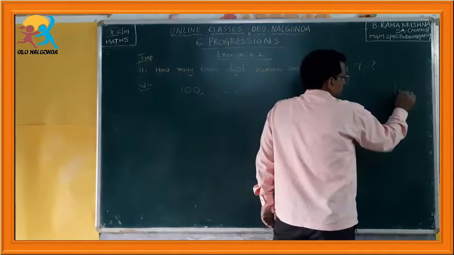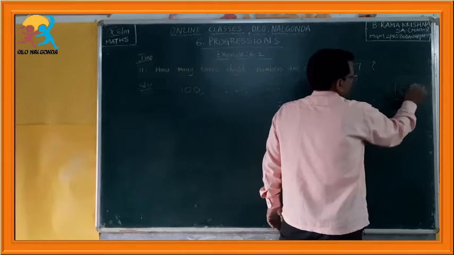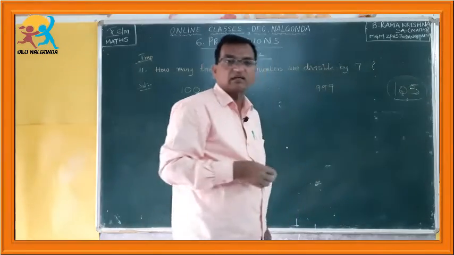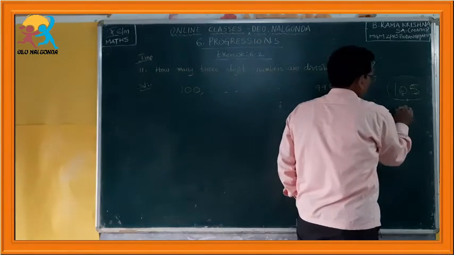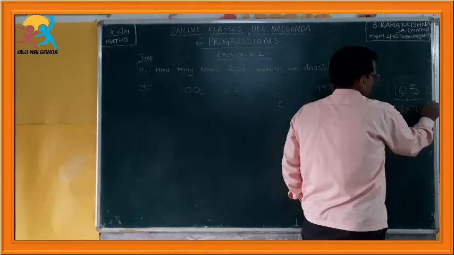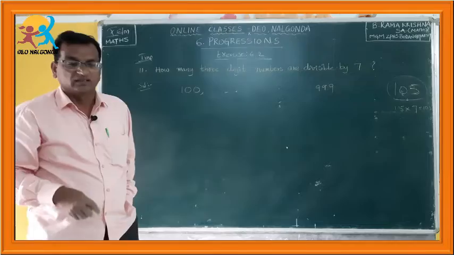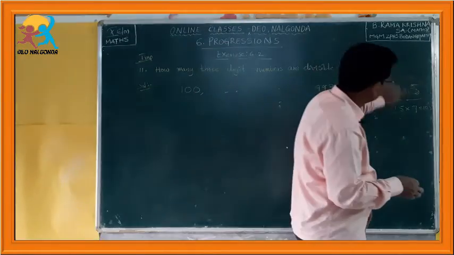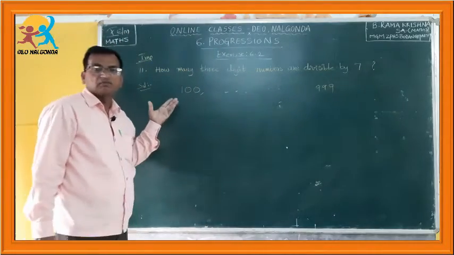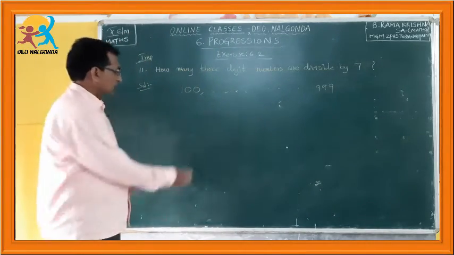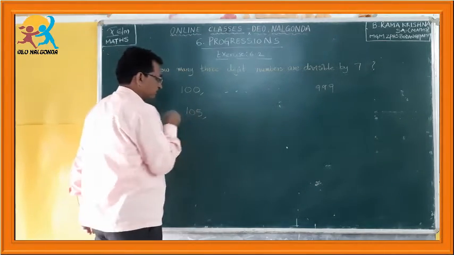For 105, just by looking at the numbers, you should understand whether it is divisible by 7 or not. This number comes in which table? The 15th table. 15 sevens are 105. 7 fives are 35, 7 ones are 7, 3 and 7. So, if you know tables very well, you can just tell which numbers are divisible by which numbers. Okay, so 105 is our first number which is divisible by 7.